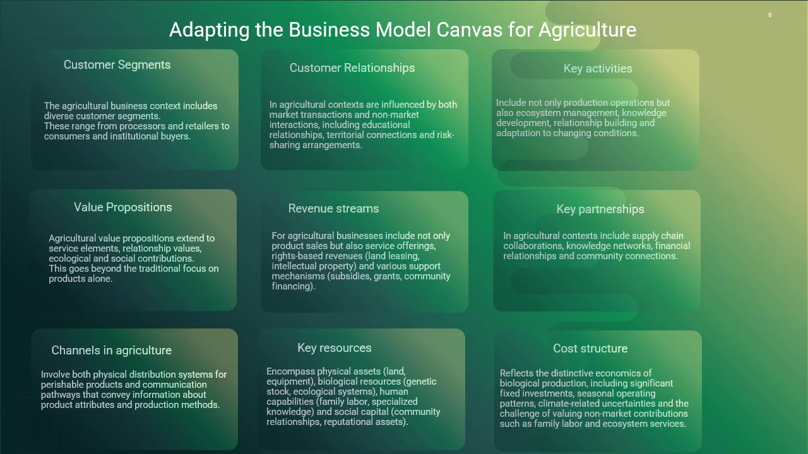Finally, cost structure reflects the distinctive economics of biological production, including significant fixed investments in land and equipment, seasonal operating patterns that create cash flow challenges, climate-related uncertainties that require risk management, and the difficulty of valuing non-market contributions such as family labor and ecosystem services. Understanding these adapted components is essential for developing robust agricultural business models.